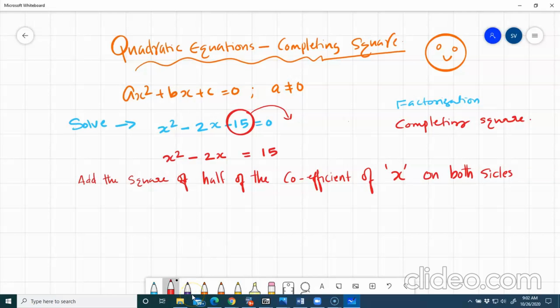Okay, we can check what that is. So x square minus 2x is equal to 15. What is the coefficient of x here? The coefficient of x is 2, but I'll consider it with the sign also. It is actually not making any difference, but try to practice like that, taking the sign. So here the coefficient of x is negative 2. We need half of the coefficient, so that is negative 1. Then square it, that is positive 1. This 1 you have to add on both sides of this equation.